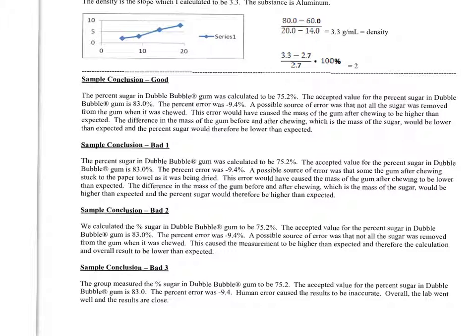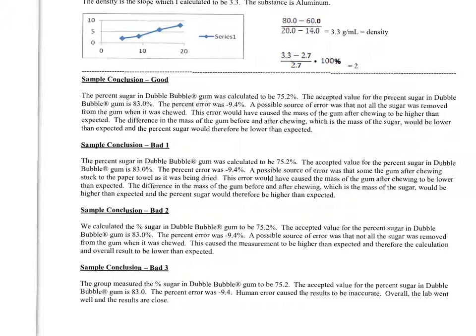Next, you state a possible source of error that would affect your results. So a possible source of error was that not all of the sugar was removed from the gum when it was chewed. Next, you talk about which measurement was affected. So this error would have caused the mass of the gum after chewing to be higher than expected. Next, you talk about the calculation and how it was affected. So the calculation affected in this case is the difference in the mass of the gum before and after chewing, which is the mass of the sugar, and it was lower than expected.